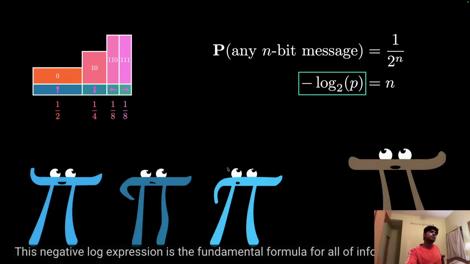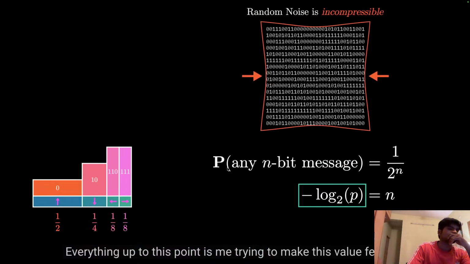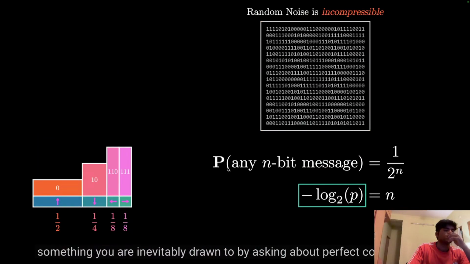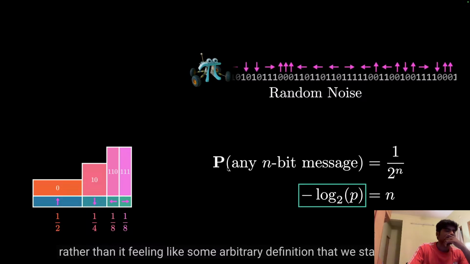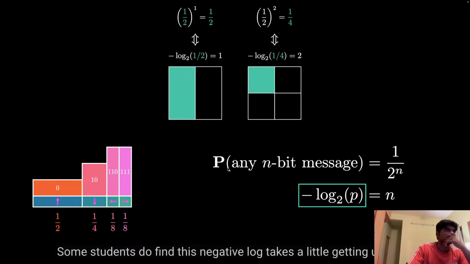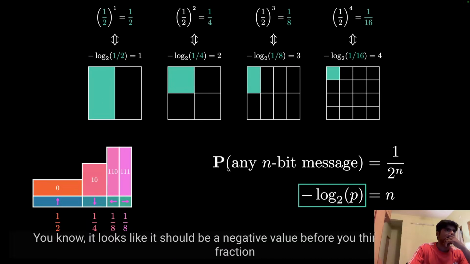This negative log expression is the fundamental formula for all of information theory. Everything up to this point is me trying to make this value feel like something you are inevitably drawn to by asking about perfect compression, rather than it feeling like some arbitrary definition that we start with. Some students do find this negative log takes a little getting used to. It looks like it should be a negative value before you think about the fraction in the middle.